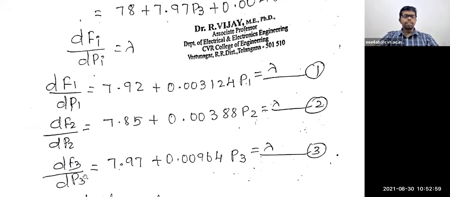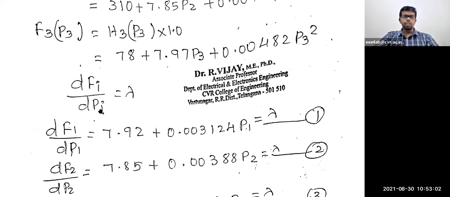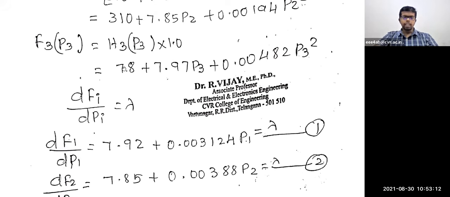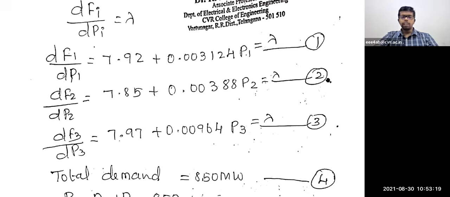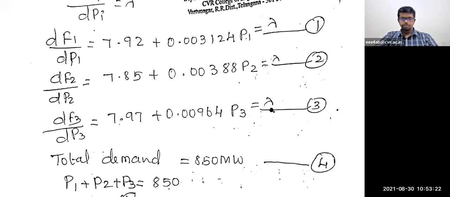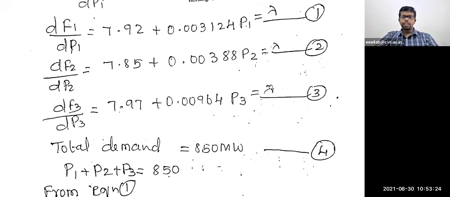Similarly, you have to differentiate the fuel rate of the third generating unit and equate it to lambda. So similarly, what we are doing here, we are differentiating this term 78 plus 7.97 P3 plus 0.00482 P3 square, and we are equating it to lambda. While differentiating, you will get 7.97 plus 0.00964 P3, that equals lambda, and you take this as equation number 3.